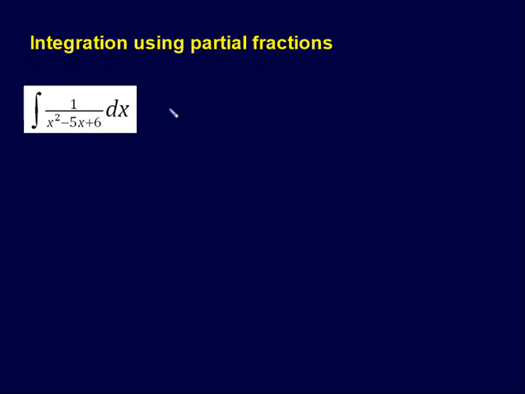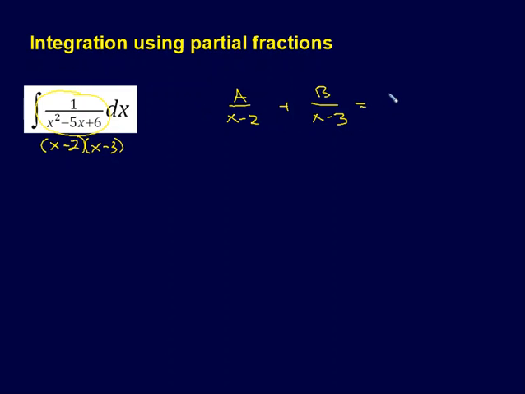So the first task is to just key in on that integrand. Notice that it can factor down to the quantity x minus 2 times x minus 3. And we're going to try and make partial fractions out of this. So something will be over x minus 2 and another number over x minus 3.